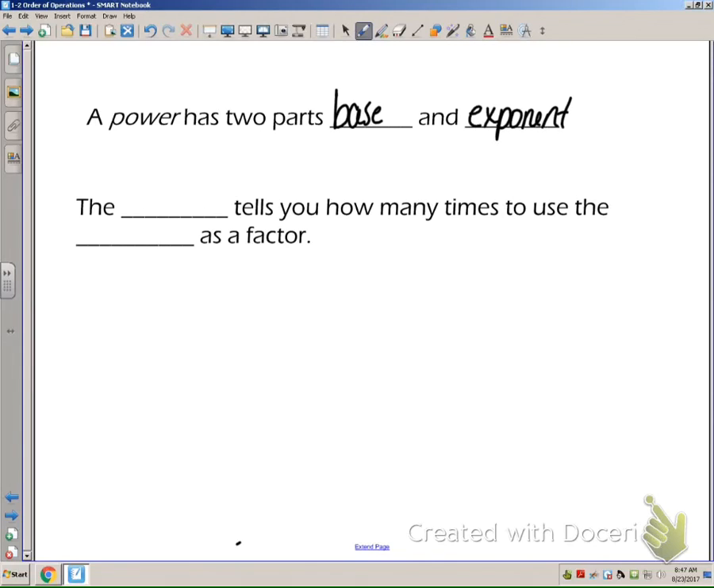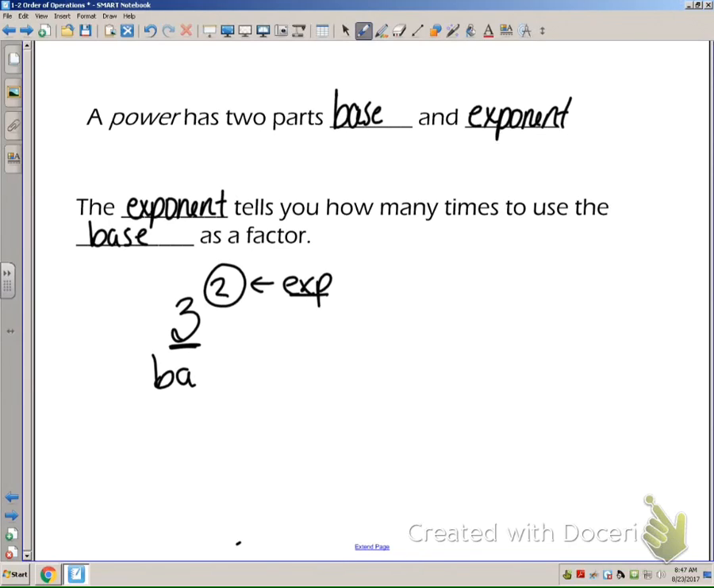The exponent tells you how many times to use the base as a factor. So in English, what that means, let's say I've got 3 to the second power. This is my exponent. This part right here is the base. The exponent tells me how many times I have to use the base. Since there's a 2, I have to use the base 2 times: 3 times 3, and I get, of course, 9. So 3 squared is 9.